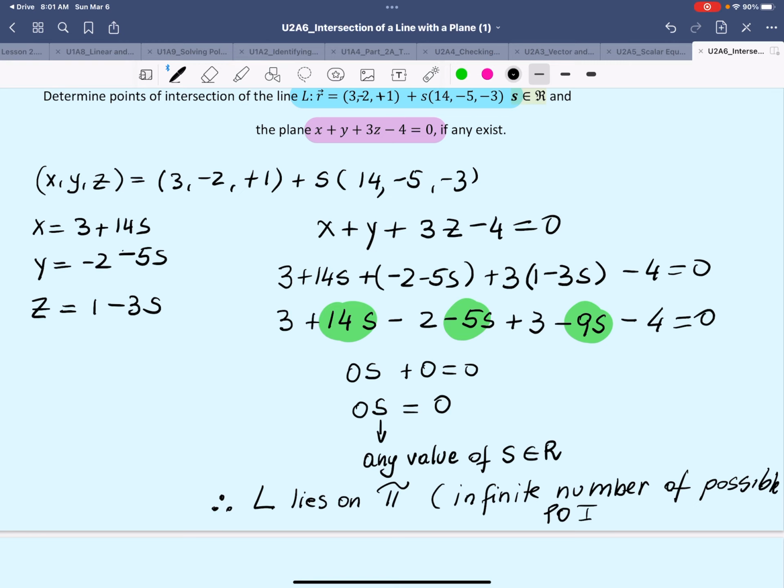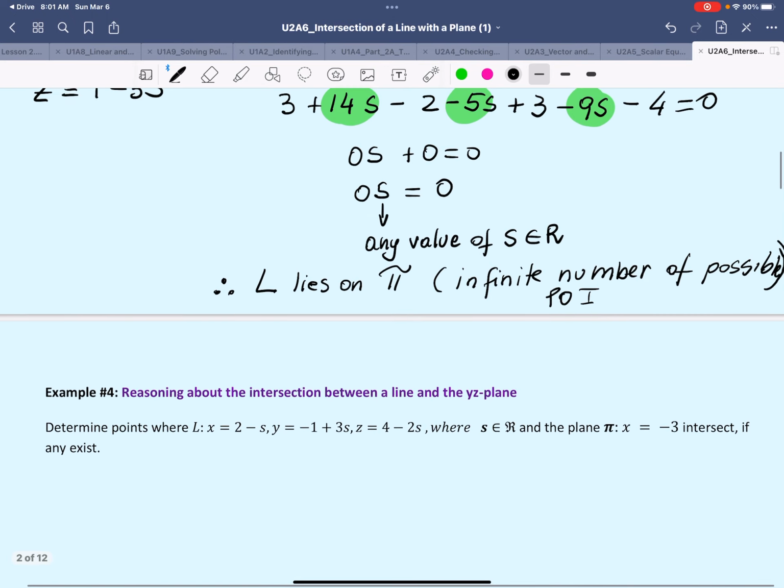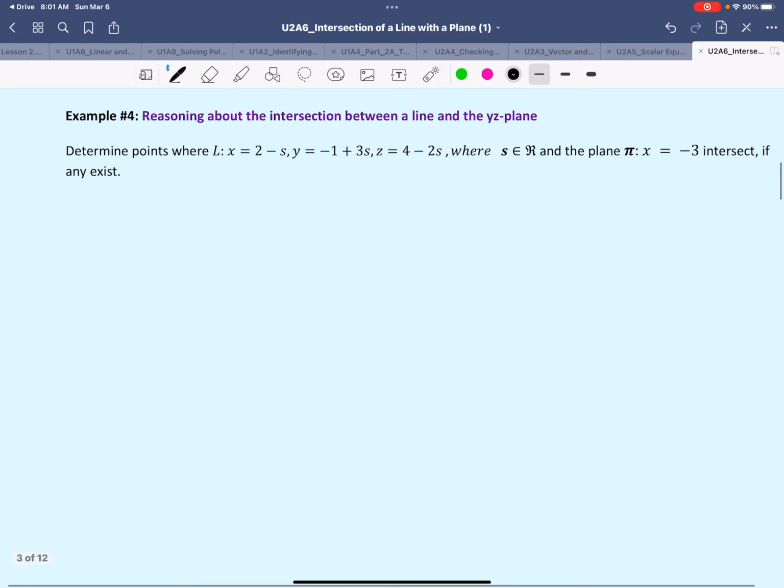So I hope this made sense, and please follow through for the second part of the lesson, where we will look at the intersection between a line and YZ plane.